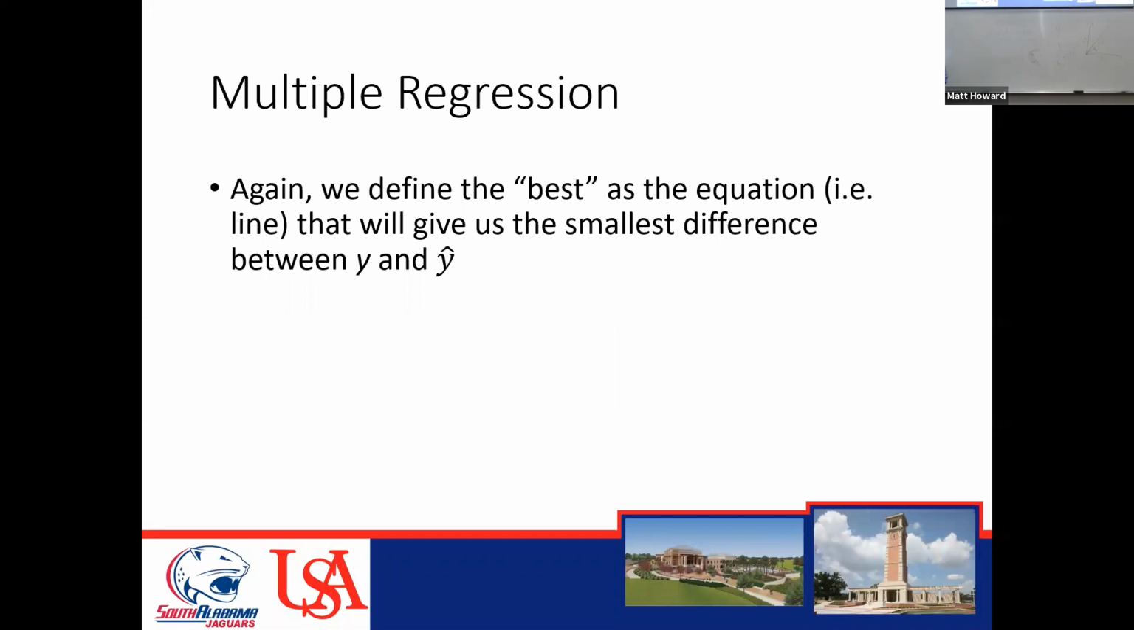And just like with regression with one predictor, once again, we define the best line that will give us the smallest difference between our observed values and our predicted values. If we only have two predictors, we can still visualize that as the differences between each point and the line. However, once we get beyond two predictors, we can't visualize that anymore, but it's still the same process.